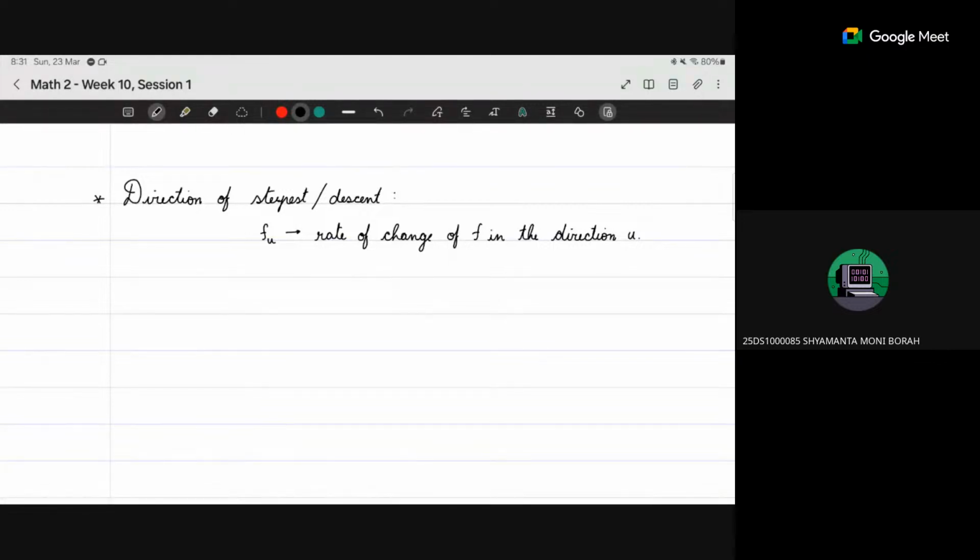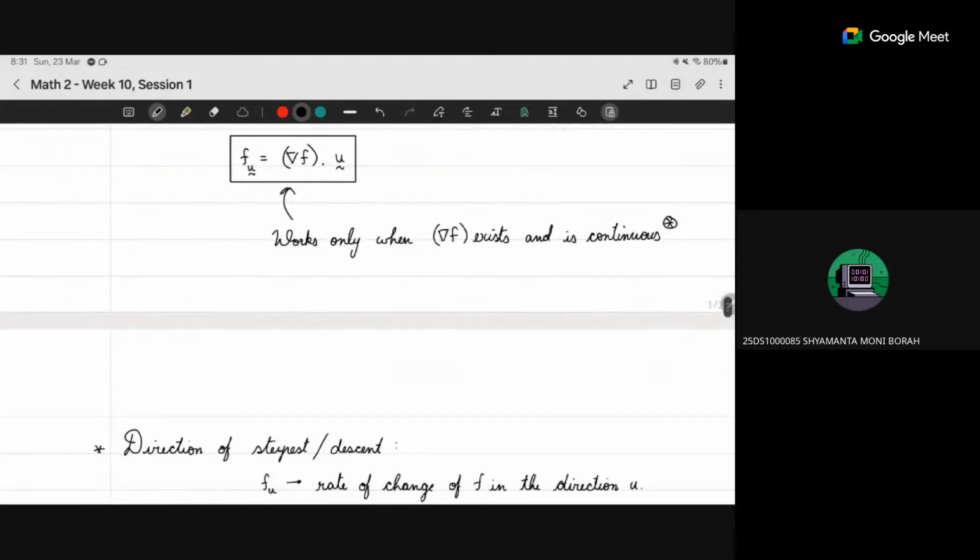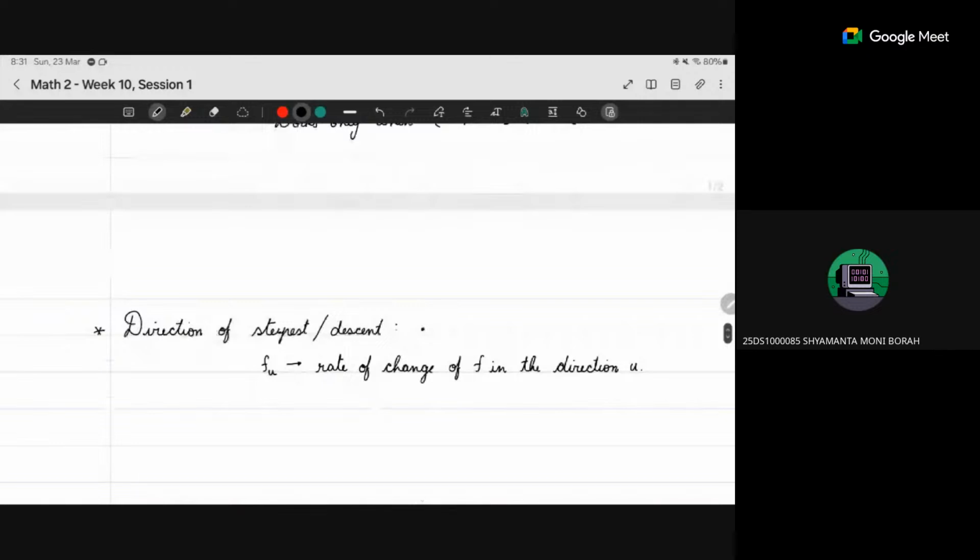Now for every unit direction, I will get an f_u if your function is well behaved, in the sense that its partial derivatives exist and are continuous. Let's assume that condition for now. So I'll call this condition star for this lecture. So assume star.